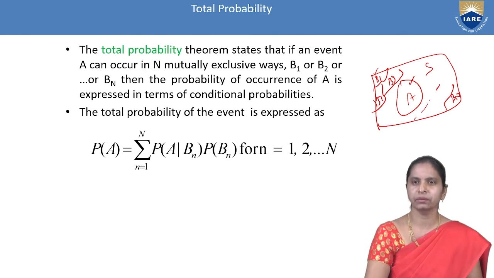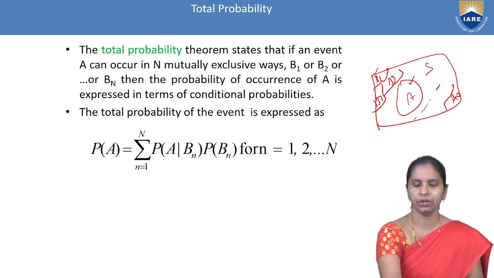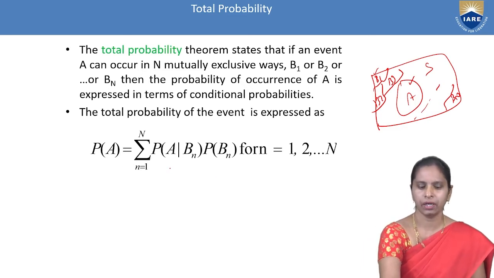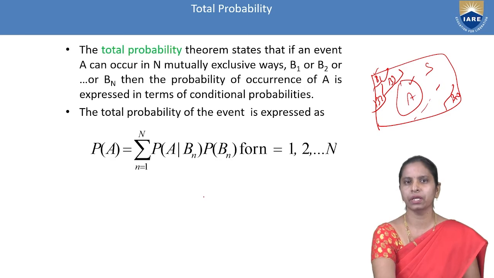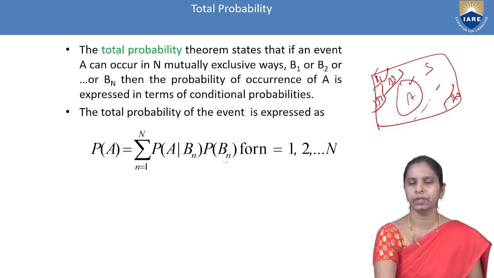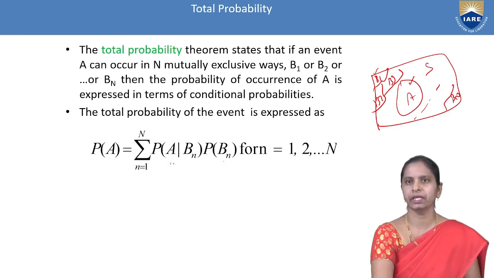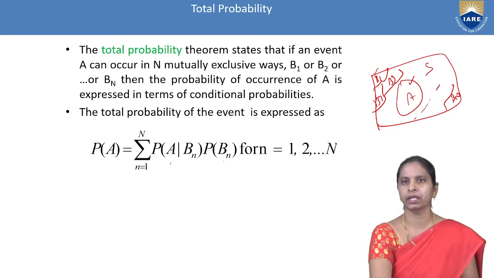The total probability of the event is expressed as P of A is equal to sigma n equals 1 to n P of A given Bn into P of Bn, where P of A given Bn is the conditional probability of the event A given that the conditional event is Bn, and P of Bn is the probability of the mutually exclusive events Bn.